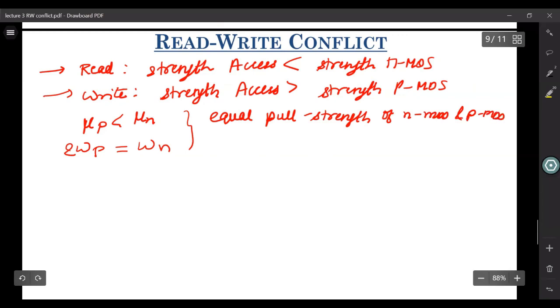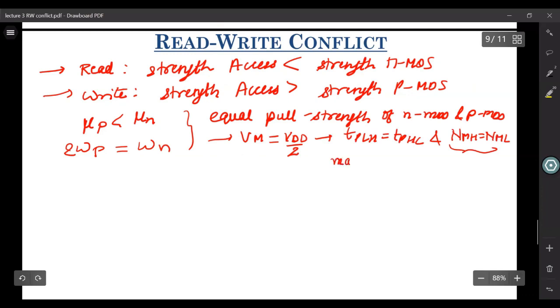Why do we need the equal strength? Just because we want your VM to be located midway at VDD by 2. We have equal TPLH and TPHL, and noise margin high equals noise margin low. And these are maximum only when your VM is in the middle, or the transistor VTC is kind of balanced.